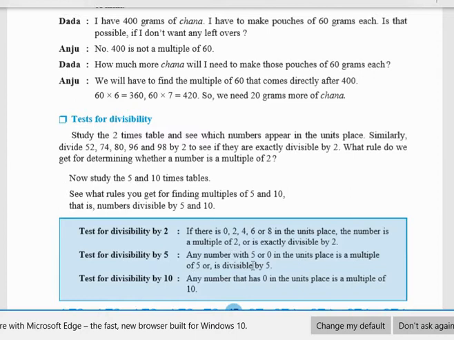Then the test for 5 is if the unit place of the number is 5 or 0. Any number with 5 or 0 in its unit place is a multiple of 5 or divisible by 5. Then test of 10, very easy. Any number that has 0 in its unit place is a multiple of 10.